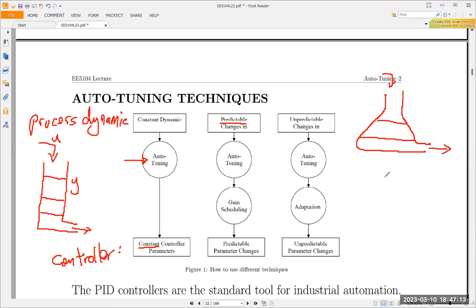Another very common one will be a spherical tank. All right. You have input. So you have level here, and then level here. The cross-sectional area here and the cross-sectional area here is different. And you all know it will be there.